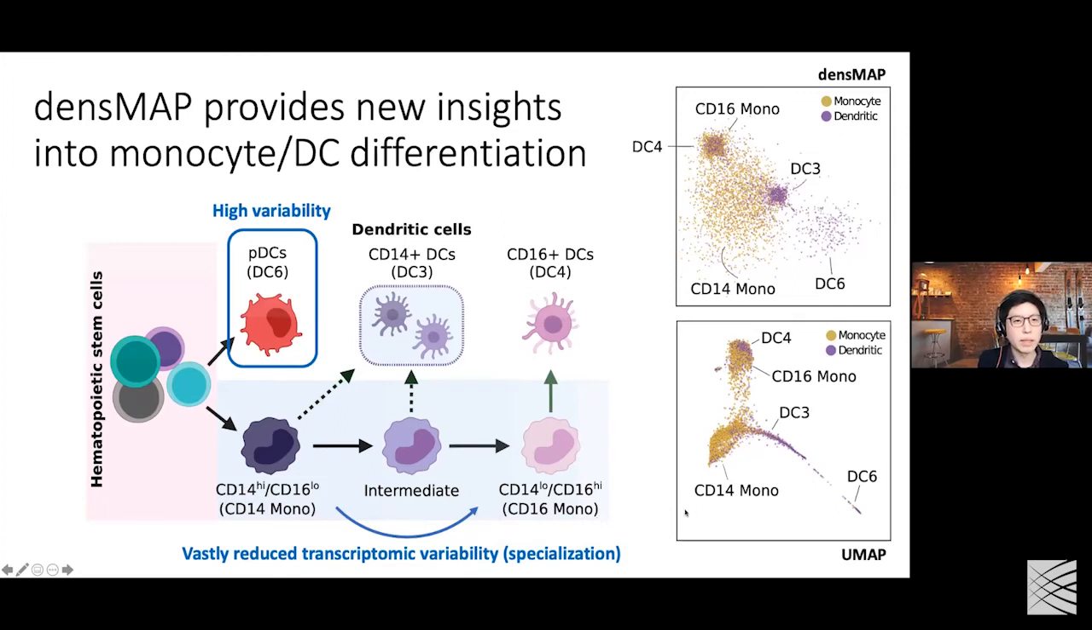And we have a similar observation going from CD14 or intermediate monocytes to the DC3 subset of dendritic cells, where we also start from this diverse pool of cells and we go into this highly concentrated area for DC3. I want to emphasize that all these patterns were difficult to see in a UMAP plot.